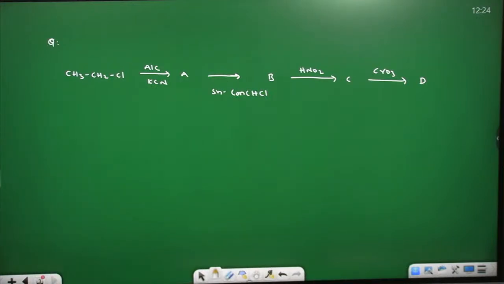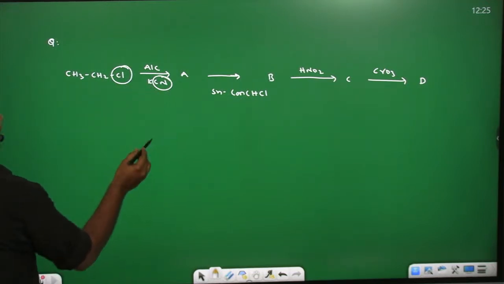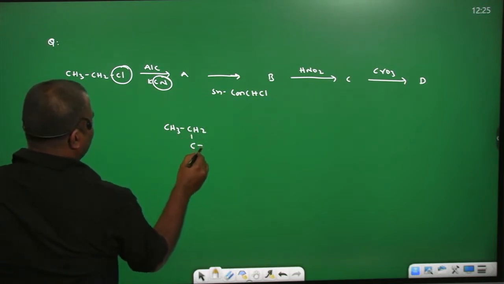What is D? D is carboxylic acid. For the first step, the chlorine can be substituted by CN minus, which means you can get CH3CH2C triple bond N.